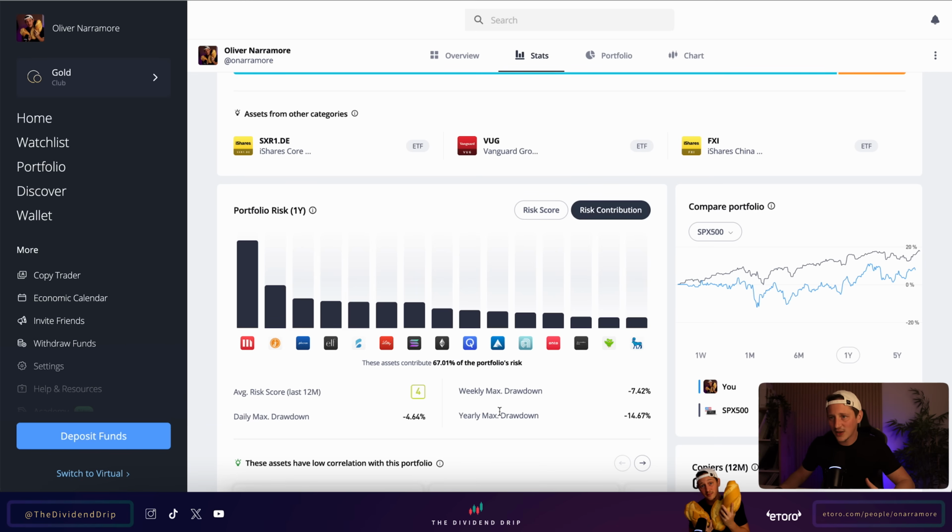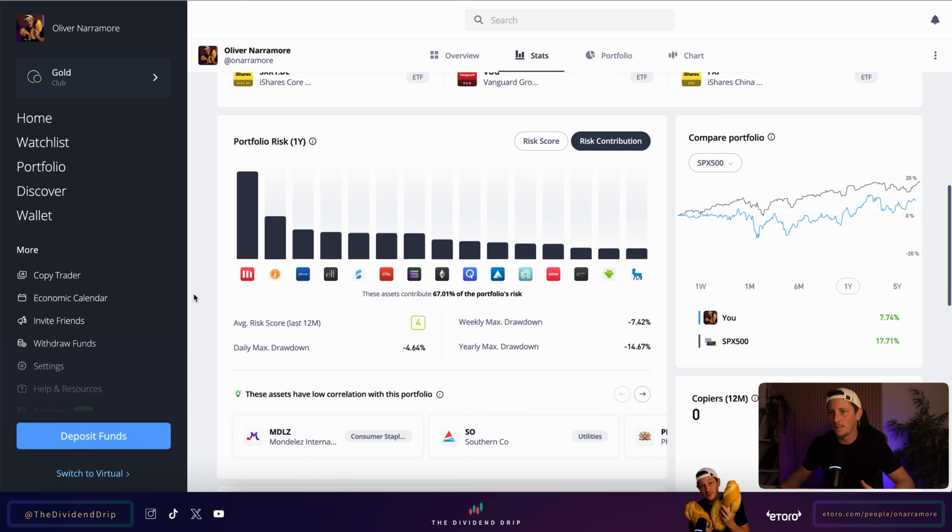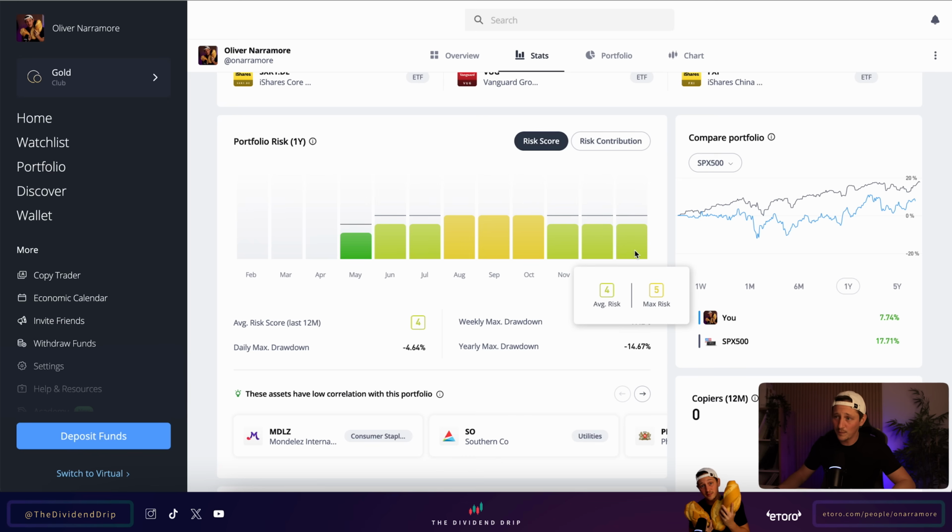Portfolio risk, this section here is really important. If you do want to be a PI, you have to keep your portfolio risk as low as you possibly can, okay? So you can click on your risk score and it will tell you exactly what your score is at the moment. So mine has been a max of 5. It's currently on a risk of 4.